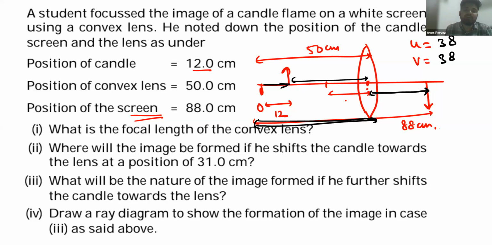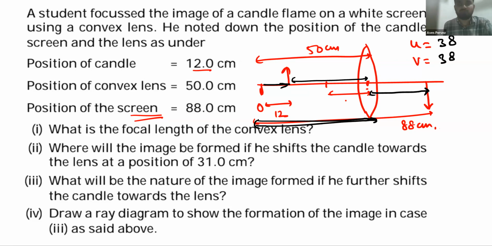Where will the image be formed if we shift the candle towards the lens to a position of 31? So where should the image form? Tell me. So dear students, now you can calculate this. Now she is shifting the object to 31. Where should the image form if the candle is placed towards the lens at a position of 31? Let's discuss where she is putting it.